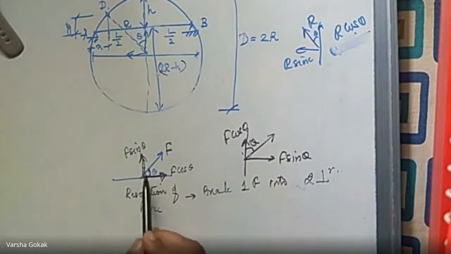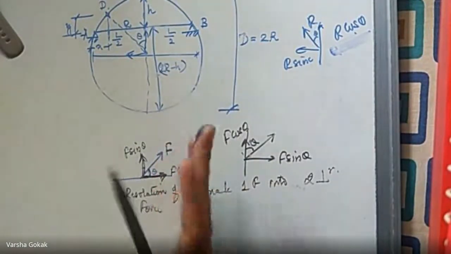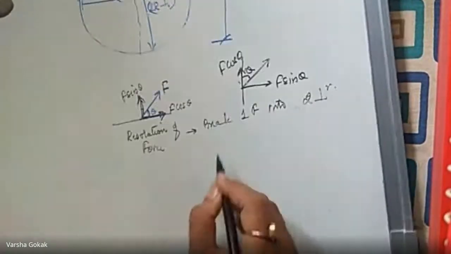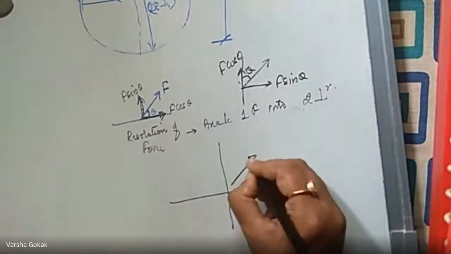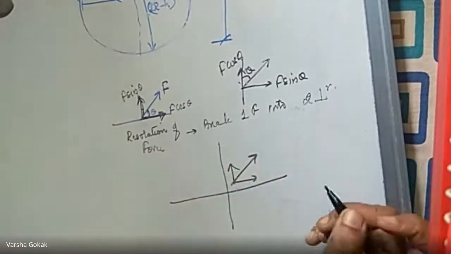So generally we go with this. Based on this, again, you have the sign convention. This is nothing but your quadrant system only. So you have a force over here, and I will resolve it like this.